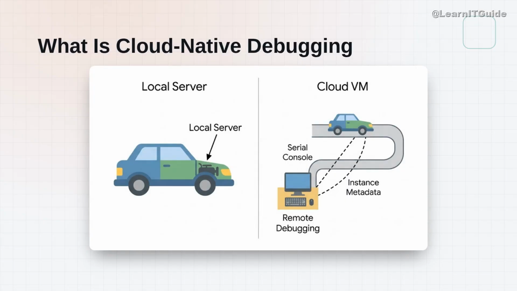What is cloud-native debugging exactly? It is the practice of inspecting virtualized infrastructure using platform-specific tools. Think of it like this. If a physical server is a car, a cloud VM is a car on a track with a remote diagnostic team watching the engine. We have tools like the serial console and instance metadata. These allow us to see what is happening deep inside the machine, even before the operating system is fully booted.